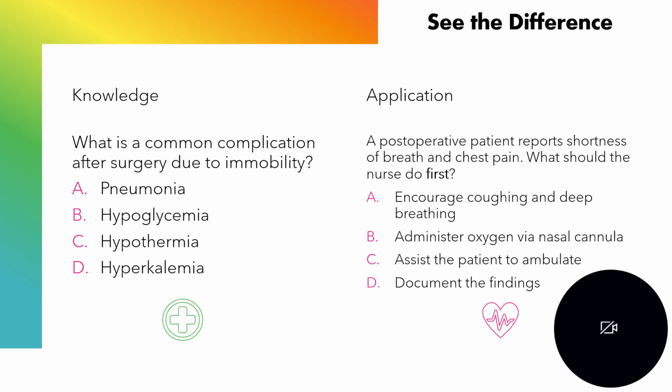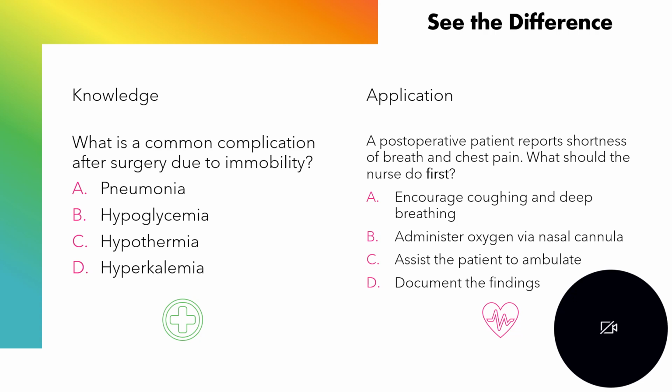But now let's look at the application question, something similar. A postoperative patient reports shortness of breath and chest pain. What should the nurse do first? So let's highlight or bold that first. Some of your answers might all be right, but you're going to try to pick which one you need to do first. Which one is the priority? Which one is the most important? Which one will make the biggest difference in your patient? So when you read this question, the first step is to identify the patient problem.